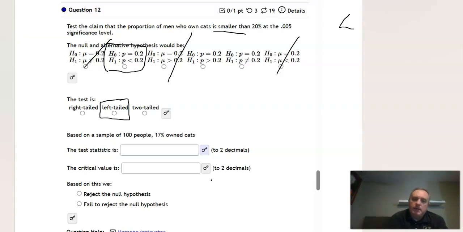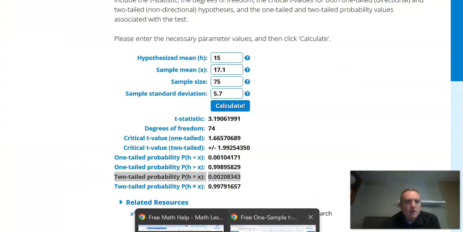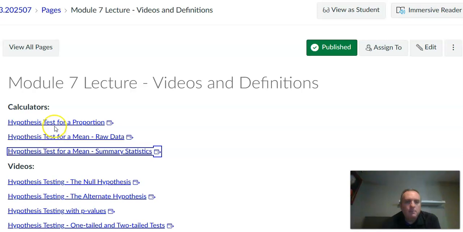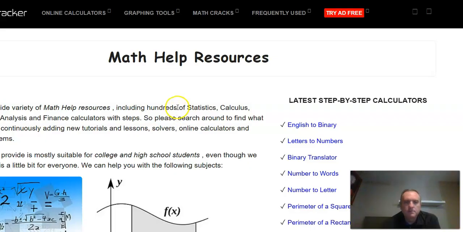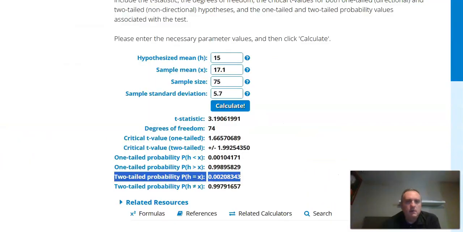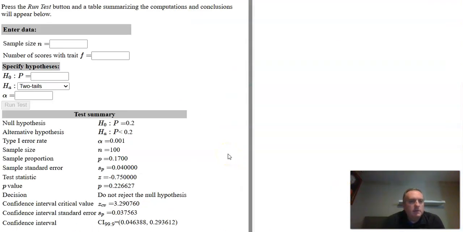So this one asks for a test statistic and a critical value. So let me get the test statistic. This is the proportion one. So I'm going to click on the hypothesis test for a proportion. Ooh, I need to find a different one. All right, I will get that calculator replaced in the lecture notes.